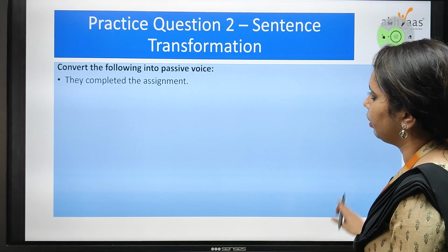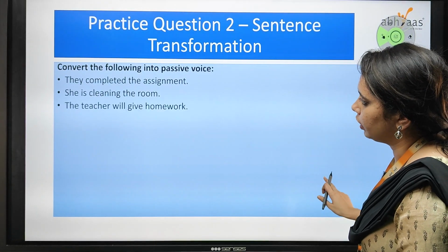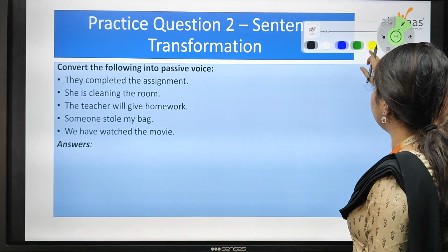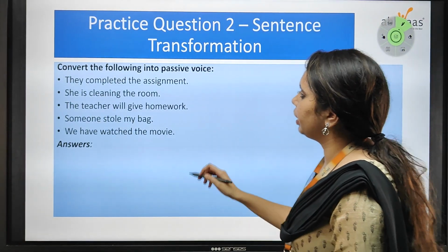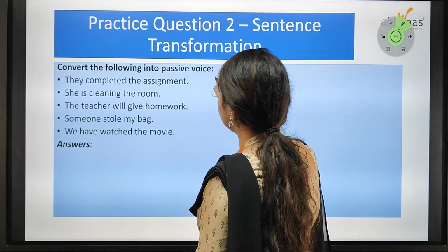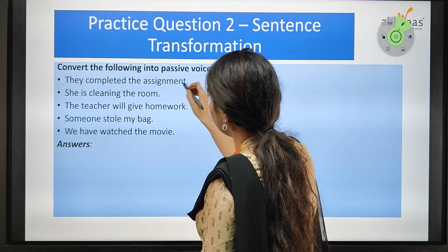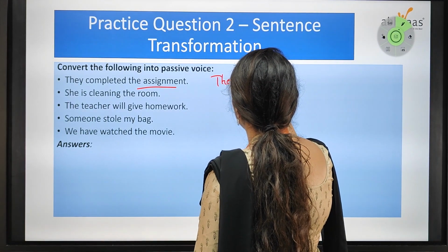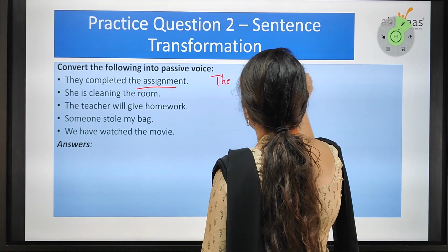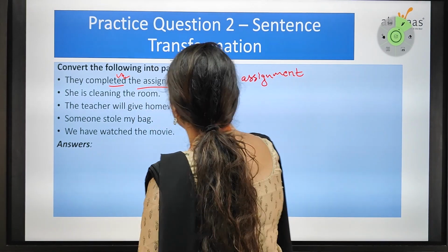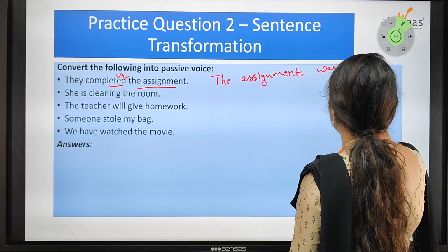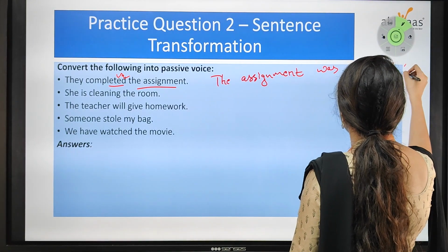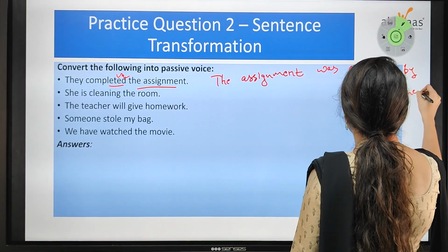They completed the assignment. We have a bunch of sentences here. Let's look at the bunch of sentences first. They completed the assignment. What should be the translation into passive voice? The assignment. So completed is in V2, so the assignment was completed by them. Here completed is V3.